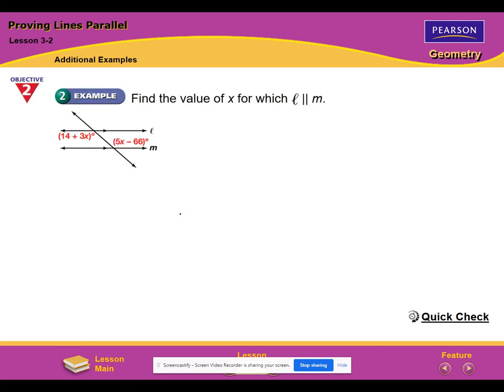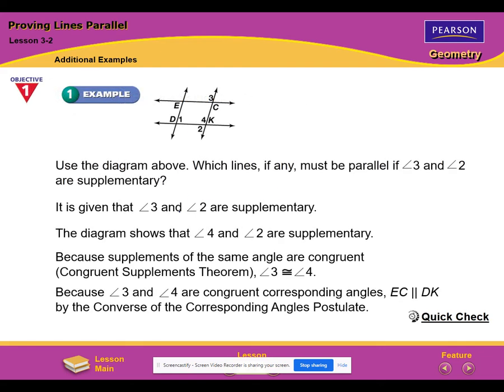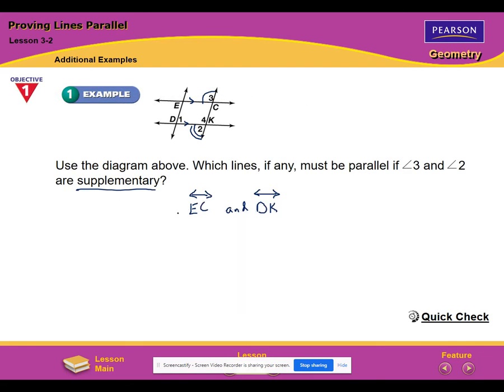Here's one that has nothing to do with proofs. Oh, by the way, this really didn't need a justification, but just so you know, same side exterior angles that have a sum of 180 implies parallel lines. This is what I use to justify this.